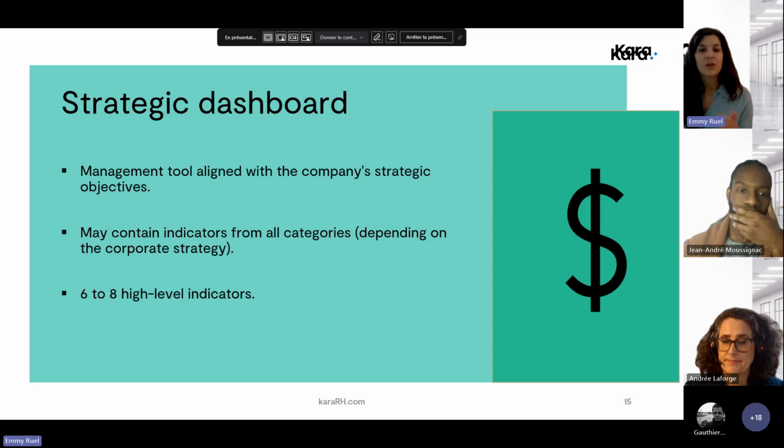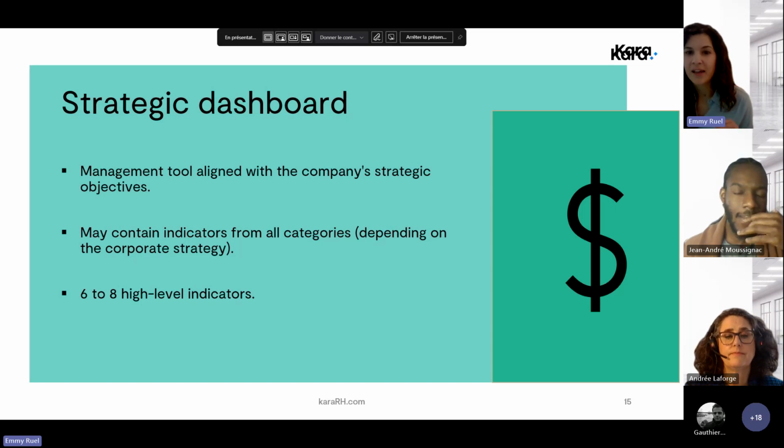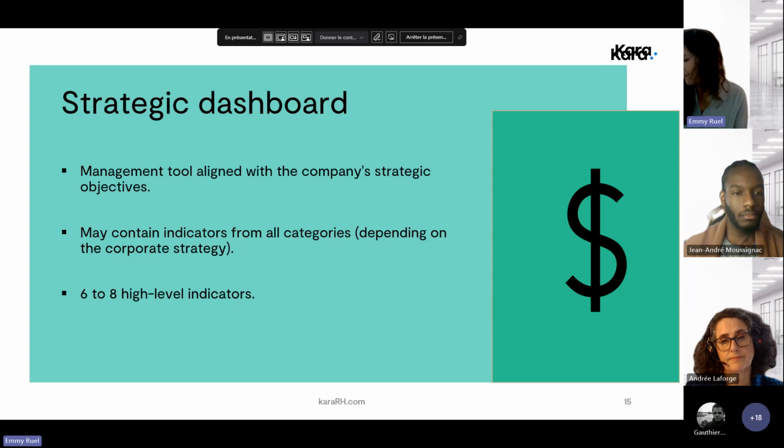So here, the strategic dashboard has between 3 and 8 KPIs on it, which measure the effectiveness of human resources and demonstrate that your HR results are directly linked to your organization's financial results, okay? The KPIs are chosen according to the company's strategy and objectives. So it is recommended to present only a few KPIs, okay? Just 3 to 8, like I said, so you can remain focused on what is really important for your organization, okay?